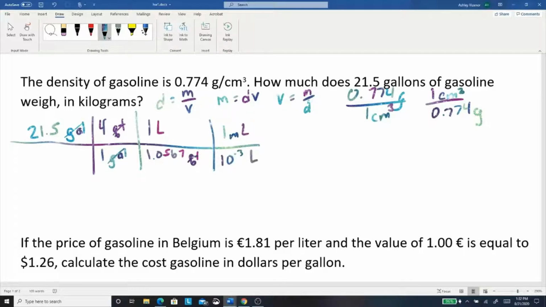You could also rewrite that as 1,000 milliliters in 1 liter, whatever you want. But that 10 to the negative 3 liters is how it's said in your book. And then we also know that 1 cubic centimeter is the same thing as 1 milliliter. So we plug all this in and we get 81,385 cubic centimeters.